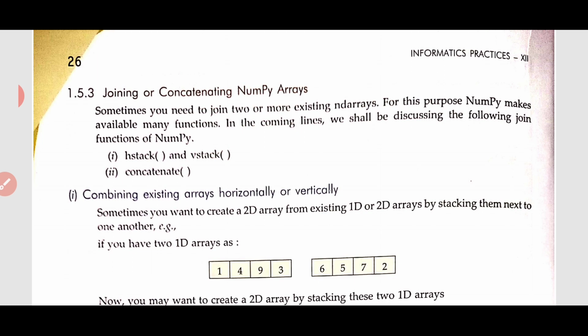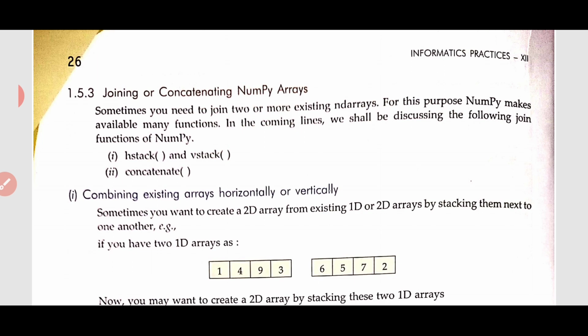As the name indicates, hstack stands for horizontally stacking, vstack for vertically stacking. First we will see these two. Stacking means arrangement one after another. That is called stacking. For example, a stack of trays, a stack of plates, a stack of books, that is stacking. It is a data arrangement.